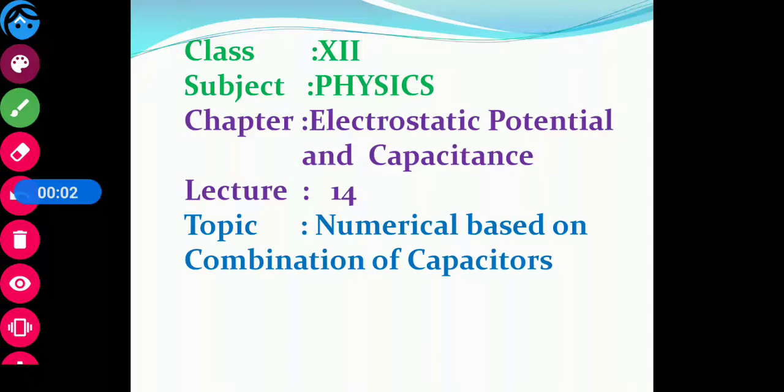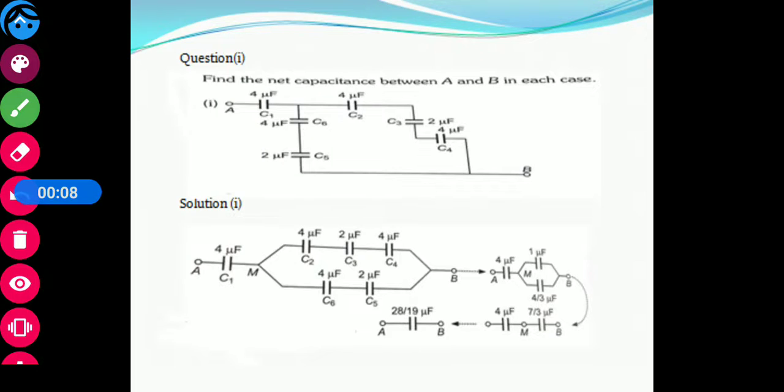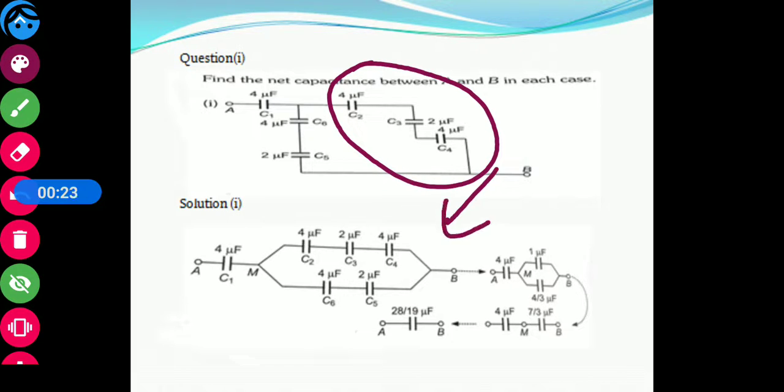Today we are going to solve some numericals based on combination of capacitors. First question is like this. In this question, if you give a look, you will see that these three capacitors are in series. So we can redraw this diagram like this, in which 4, 2 and 4 microfarad are shown in series.